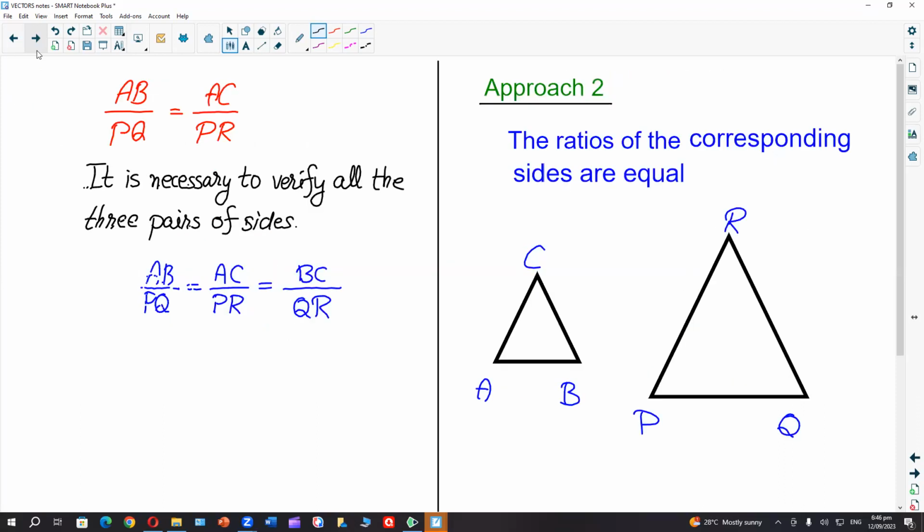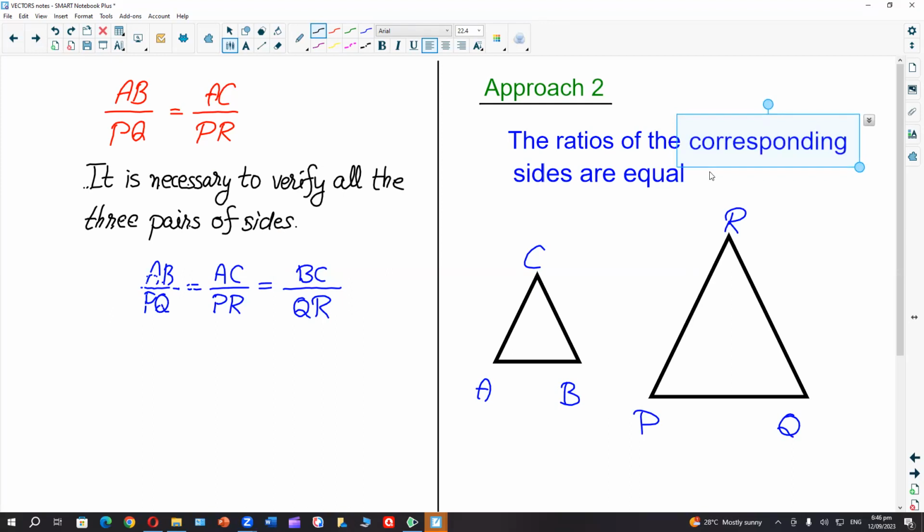Now, approach 2. This is more common in the paper. The ratios of the corresponding sides are equal. When two figures are similar, they will carry the same ratio. Same ratio means they will be considered to be in perfect alignment with the original figure. So when you are doing a similar figure test, you can always get it by comparing the ratio. So you can look at the two diagrams.